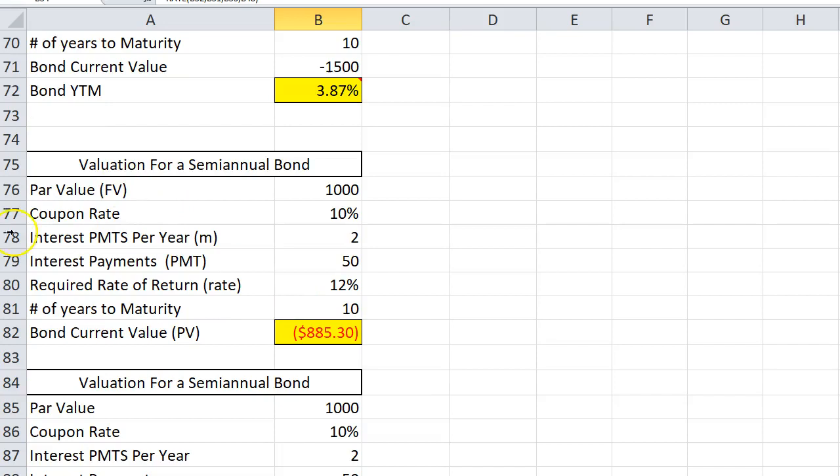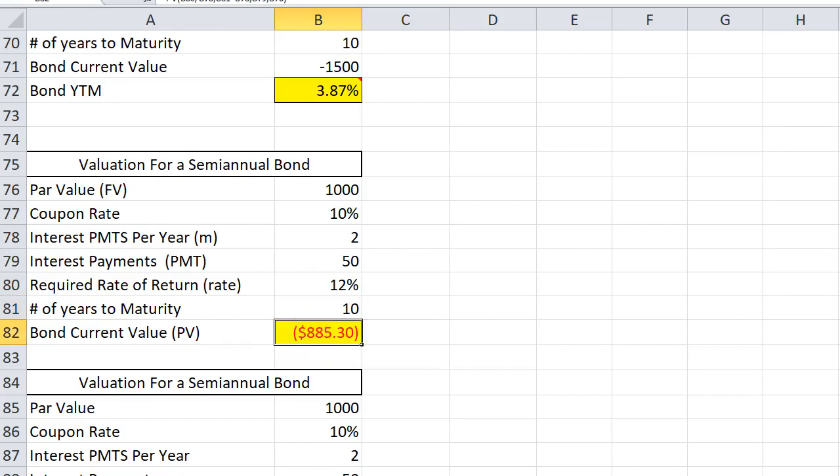Okay, so if we have semi-annual interest here, the par value, the coupon rate, and interest payments per year is 2 because semi means 2. So the annual interest is $100, the 10% times 1,000, but you get $50 payments twice a year. The required rate of return is 12% annually, and the years to maturity is 10.